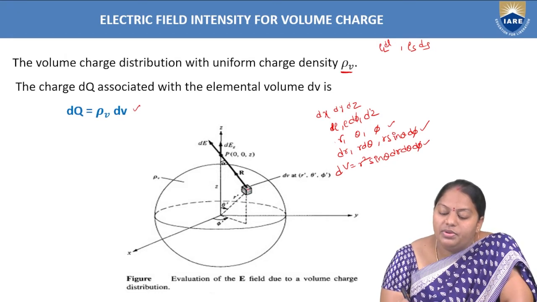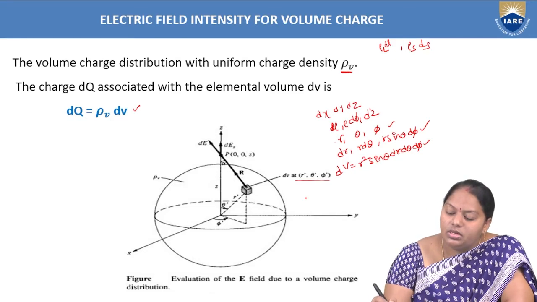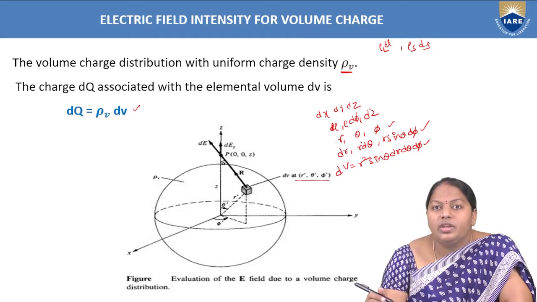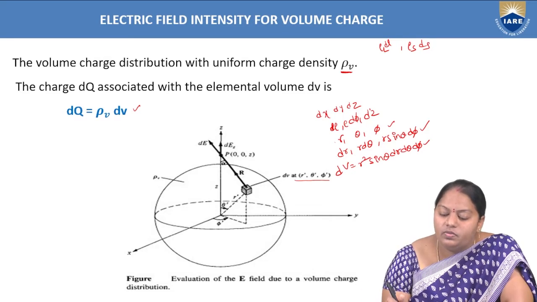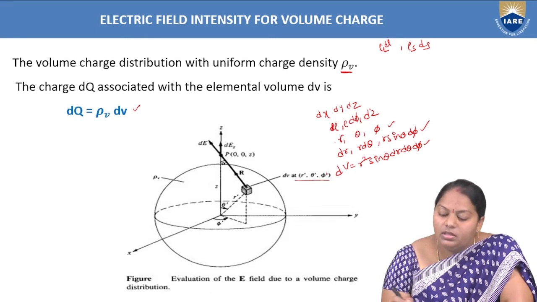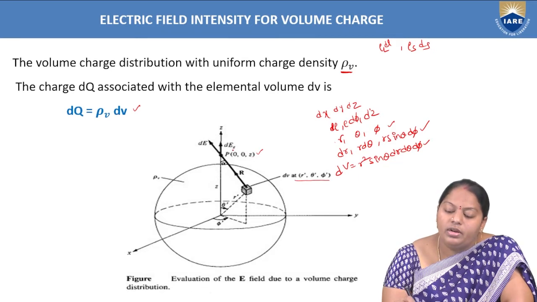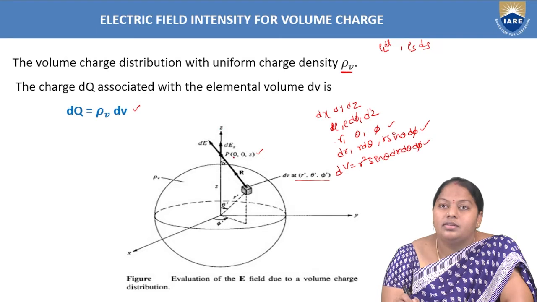From this figure, the cubical object, which is placed at dv, is at variables called r dash, theta dash, phi dash. Previously we know that r, theta, phi are the three variables for the spherical coordinate system. Hence, for differentiation purposes, we consider r dash, theta dash and phi dash instead. And the point P, where we will be evaluating the electric field intensity E, is located at 0, 0, Z. Here also we have considered only the Z component, and the field point is located on the Z axis.